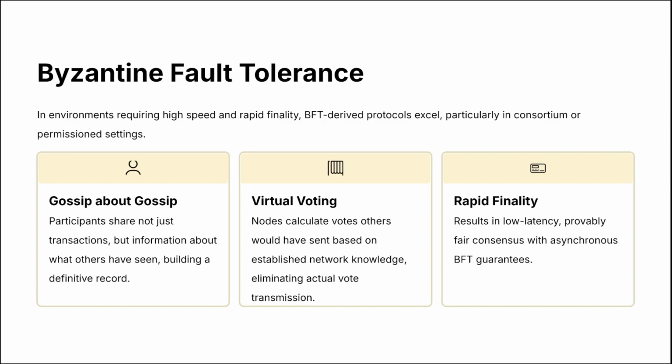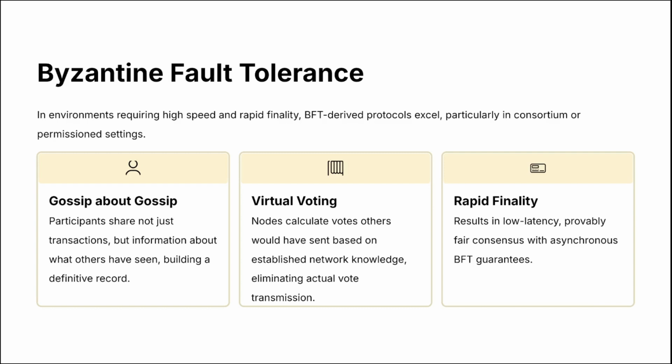Modern BFT protocols often use innovative techniques like gossip about gossip, where the nodes don't just share transactions, they also share information about who else has seen what. Over time, this creates a rich, verifiable history of communication, helping the network build consensus more efficiently. Then there is virtual voting.